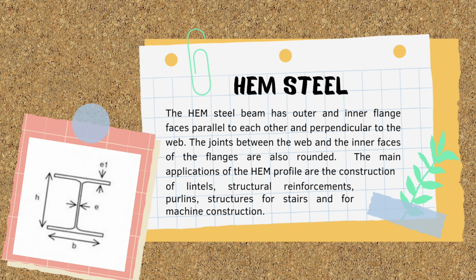HEM steel. The HEM steel beam has outer and inner flange faces parallel to each other and perpendicular to the web. The joints between the web and the inner faces of the flange are also rounded. The main applications of the HEM profile are the construction of lintels, structural reinforcements, purlins, structures for stairs, and for machine construction.